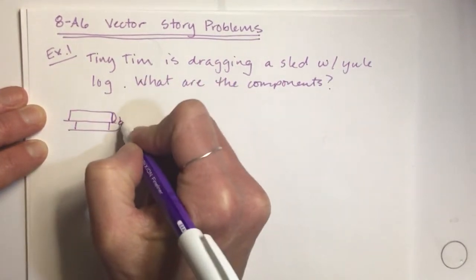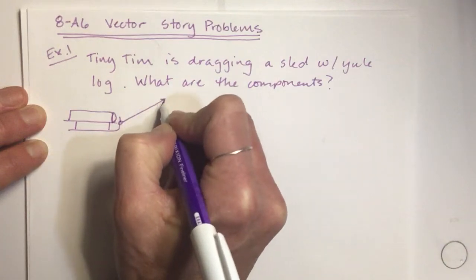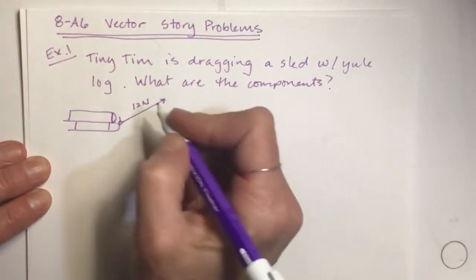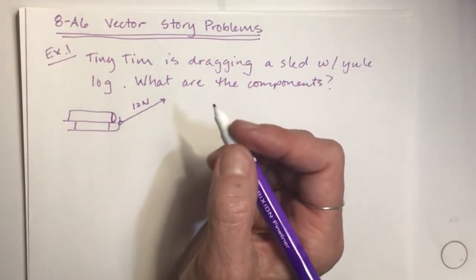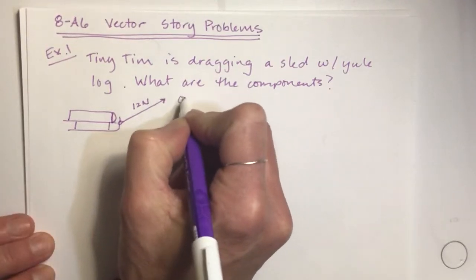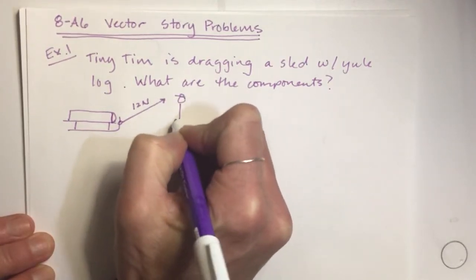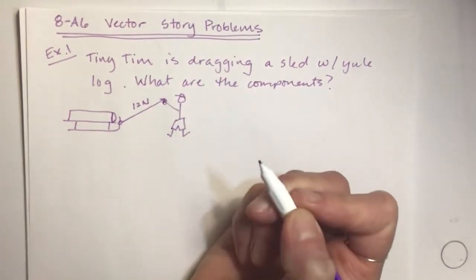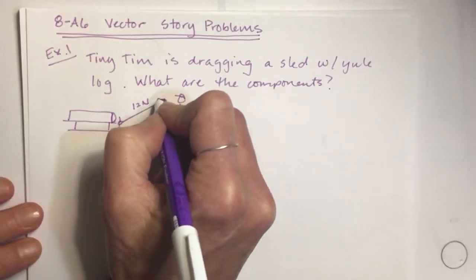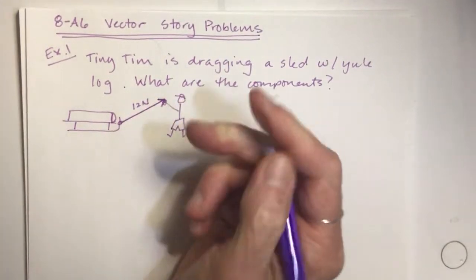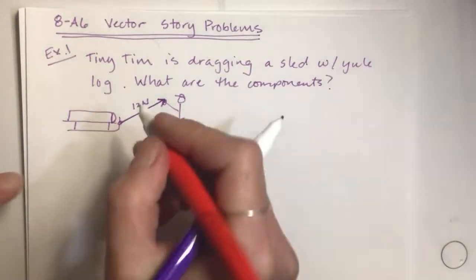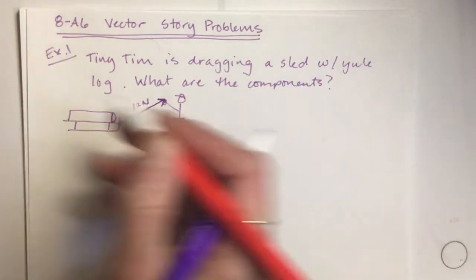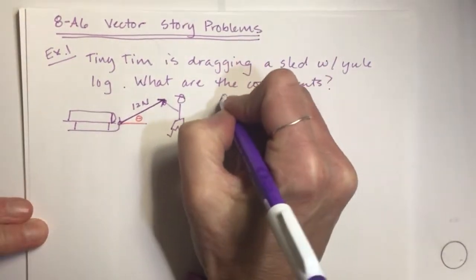Okay, and then Tiny Tim is pulling that log with a force of 12 newtons. They just asked, what are the components? So he's pulling here. There he is, and he's pulling that string and creating a vector of 12 newtons. They have to tell us this angle here, or we can't do the components. So our angle theta is 30 degrees.